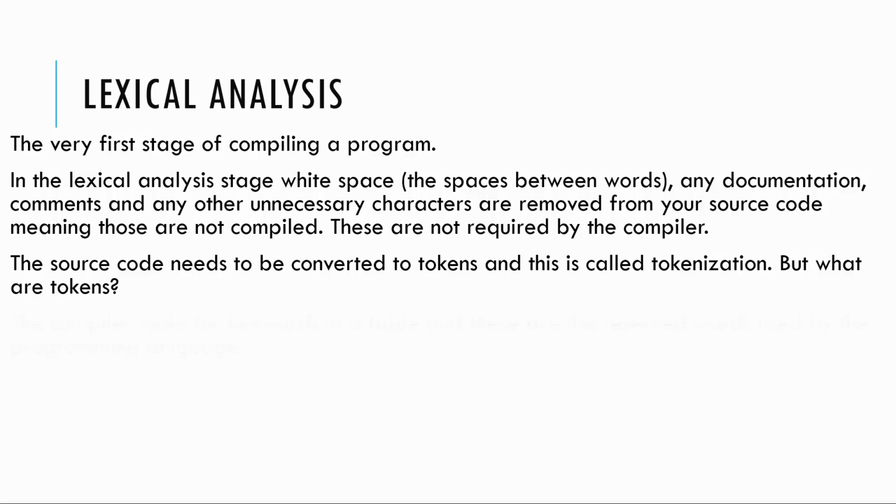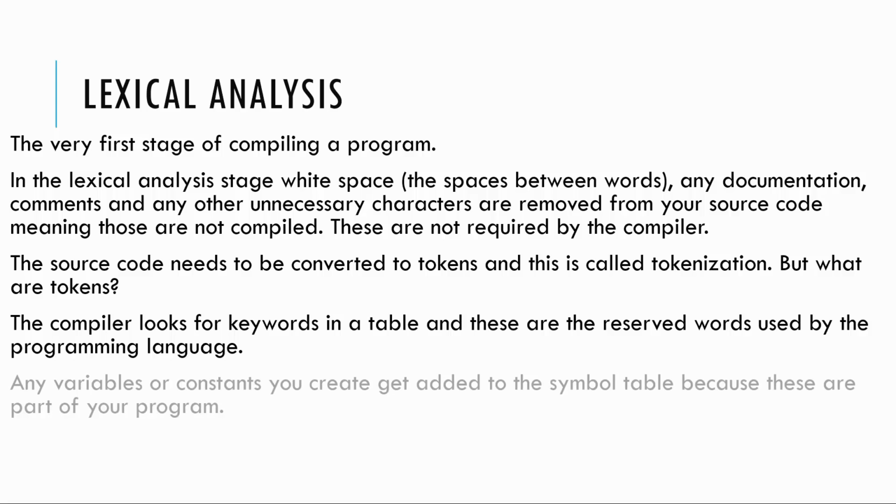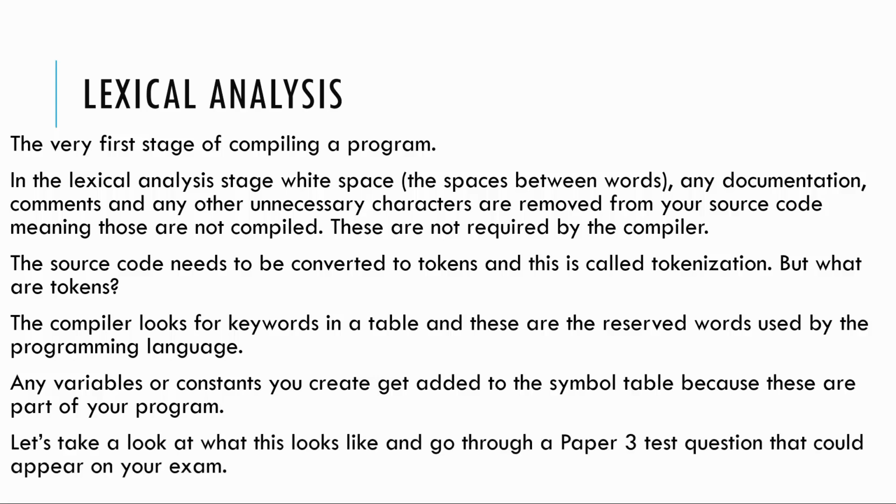But what are tokens? Well, the compiler looks for keywords in a table, and these are the reserved words used by the programming language. It creates those tokens. Now, any variables or constants that you create get added to the symbol table because these are part of your programs. It recognizes those and creates tokens for those as well. So let's take a look at what this looks like and go through a Paper 3 test question that could appear on your exam so you can be successful.